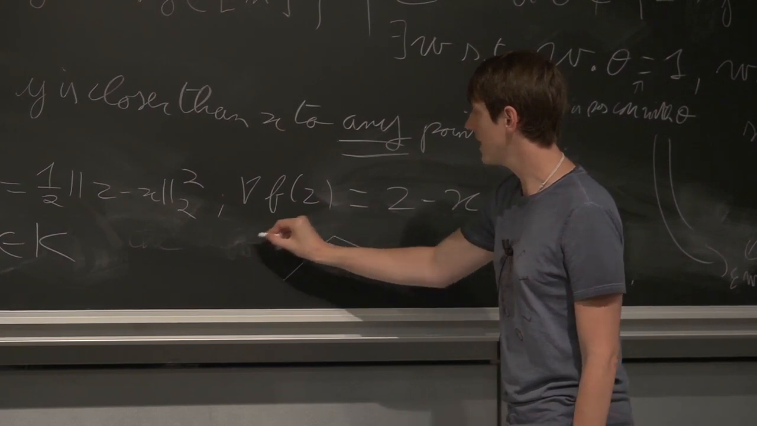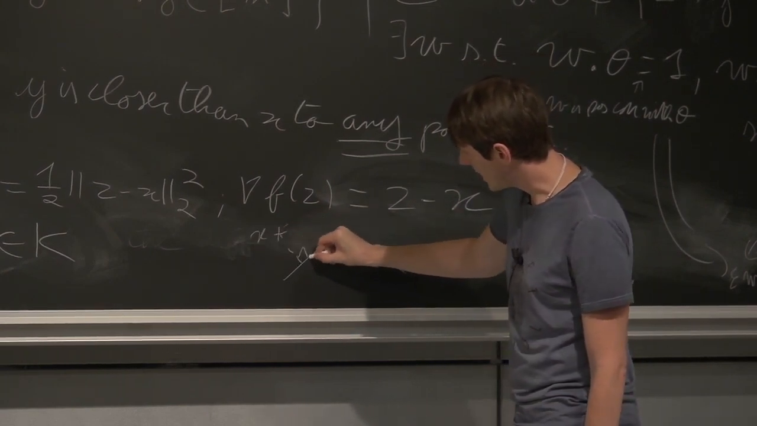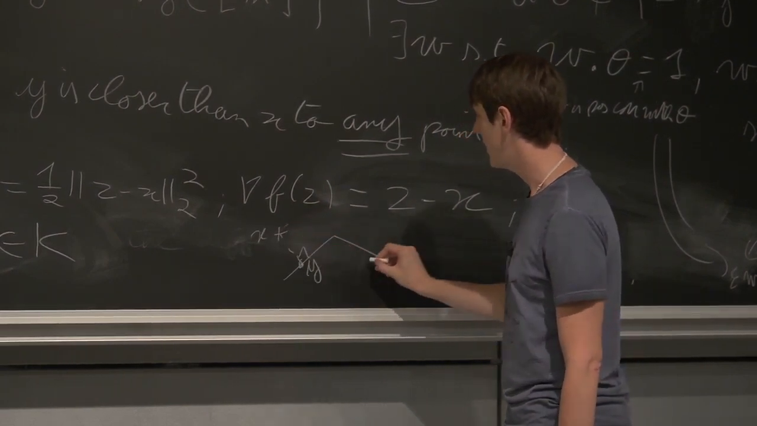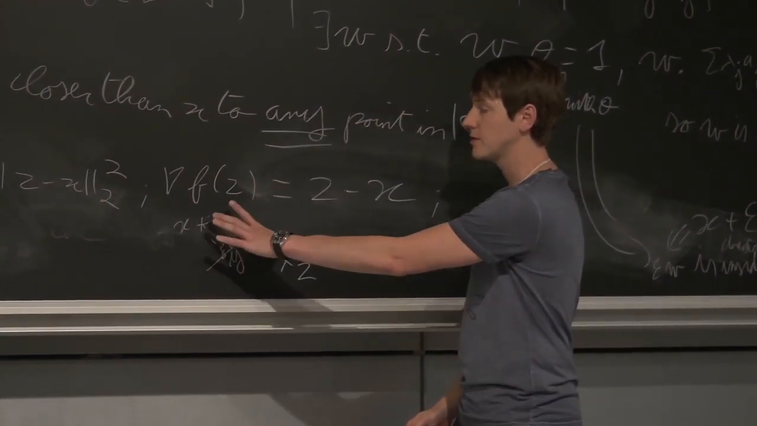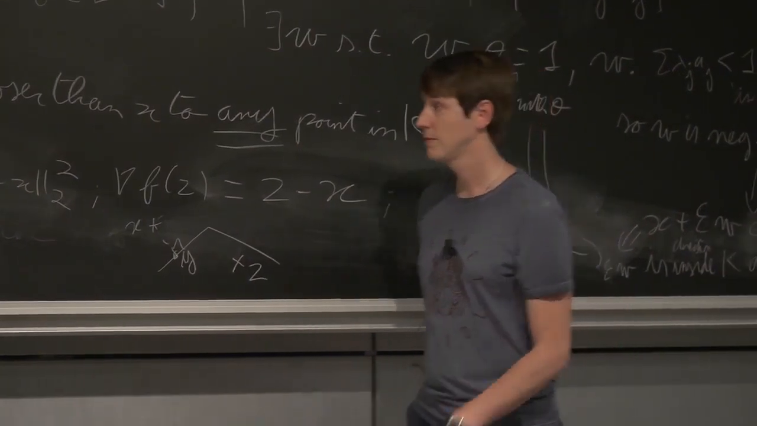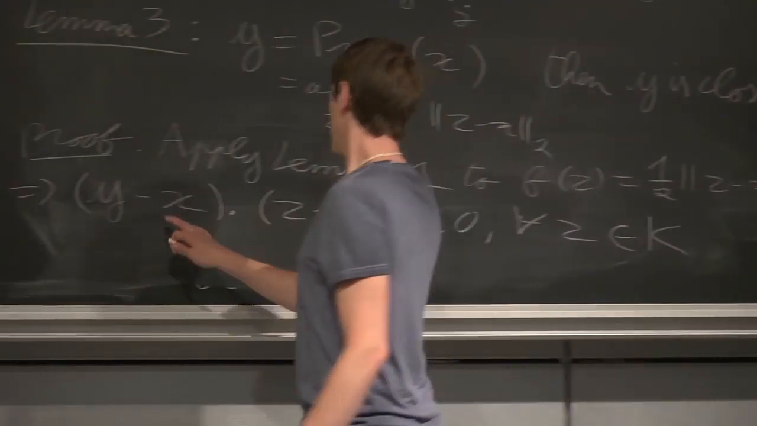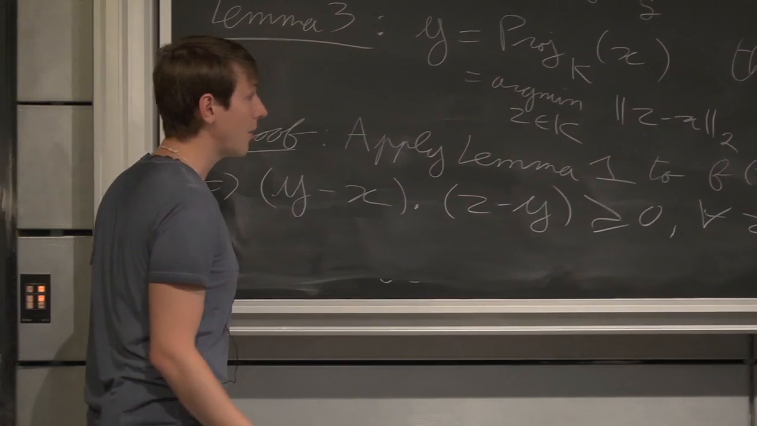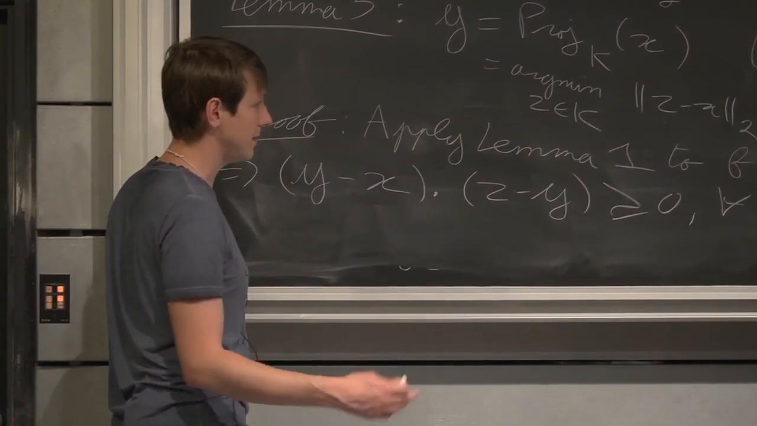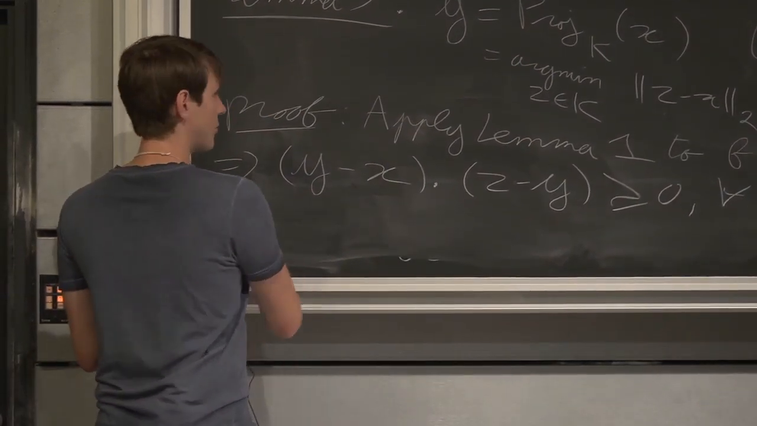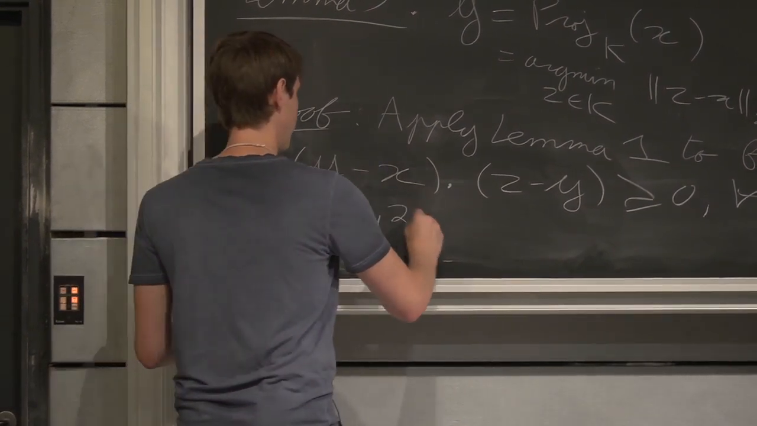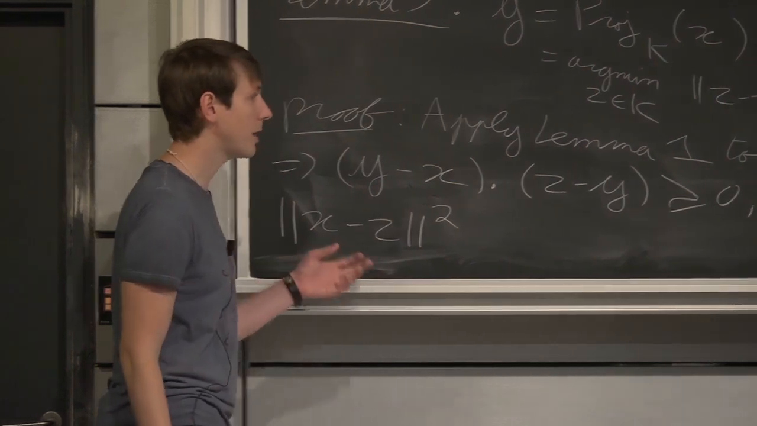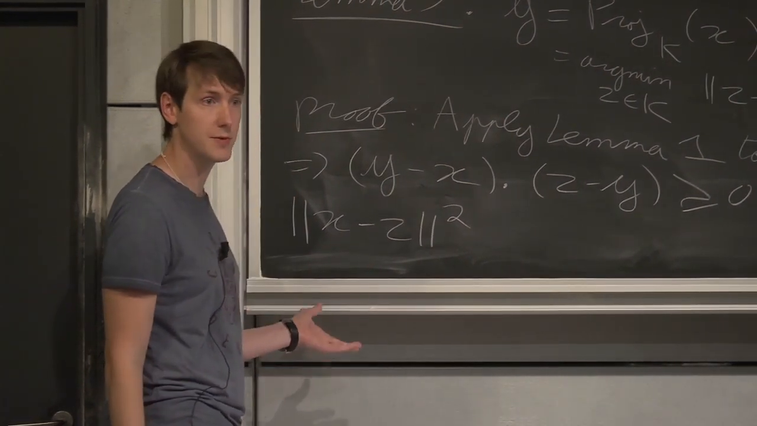This is x. I project, I get y here, and I have some other point z here. What I want to say is that this distance is smaller than that distance. So I have this inner product, and now let's see what this implies in terms of the distances. Let's look at the distance x minus z squared, which I want to show is bigger than y minus z.